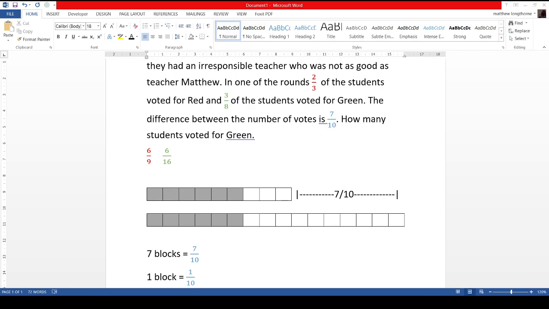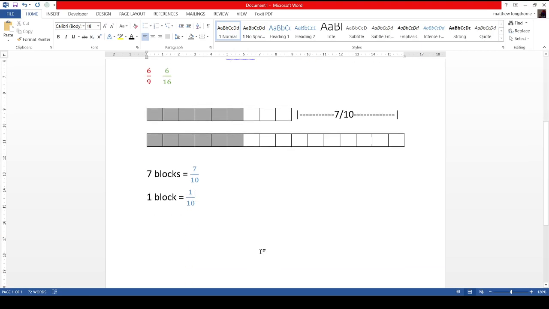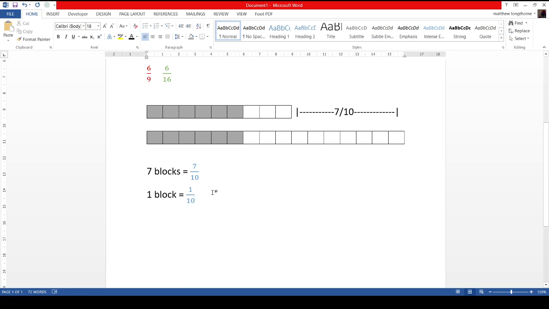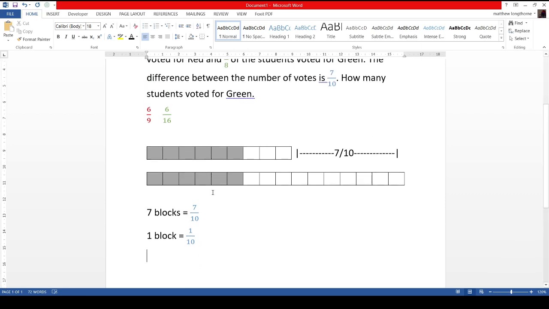Now your question was, how many people voted for green? So if 1 block is 1 out of 10, and how many blocks voted for green? If you want to count those, there's 16 blocks there. So 16 blocks voted for green. So to go from 1 block to 16 blocks, we can times by 16. So we do the same thing to our fraction. So instead of 1 over 10, we have 16 over 10, which is a top-heavy fraction. Don't we love top-heavy fractions?